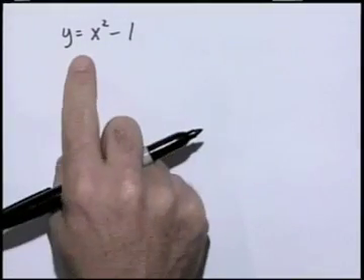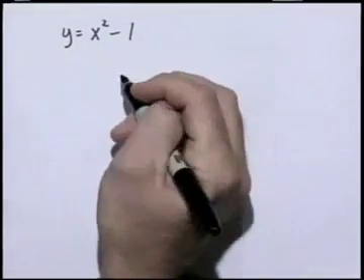We want to graph the equation y equals x squared minus 1 by first finding the intercepts. Recall, the x-intercepts are found by letting y equal 0 and solving for x, and then the y-intercept is found by letting x equal 0 and solving for y. So we have y equals x squared minus 1.